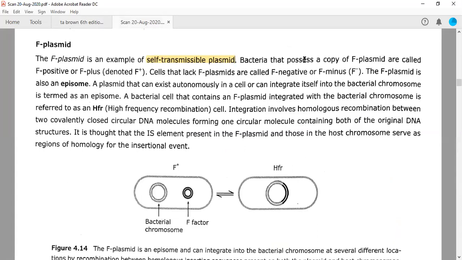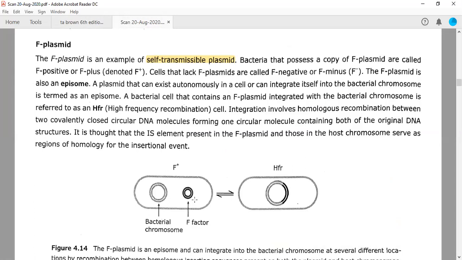Bacteria that possess a copy of the F plasmid are called F positive, as shown here. So if a cell has this F factor, it is said to be F positive, and if it does not have this F plasmid, it is said to be F negative.